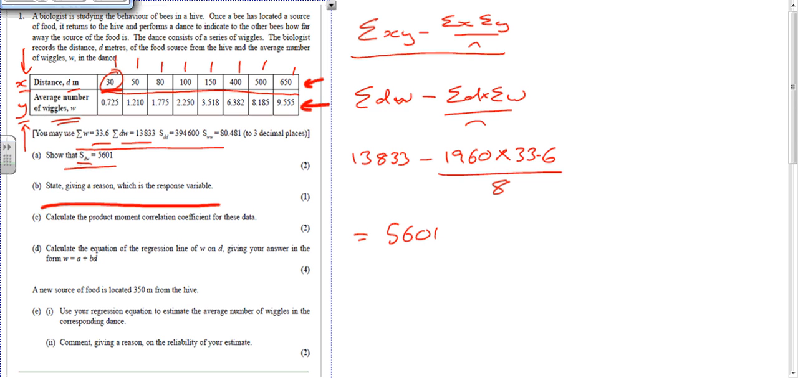5601. Now, the next part of the question says, state, giving a reason, which is the response variable. And again, like we said earlier, W is the response variable because that depends on the distance. It responds to how far the distance is.